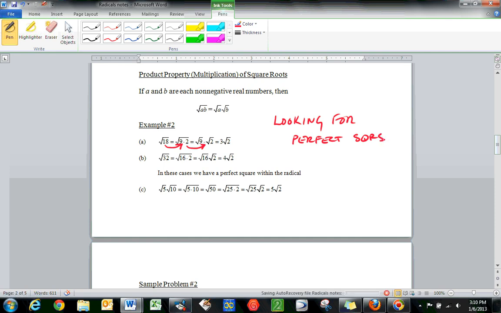Now, keep in mind, the product property can go both ways. So if we have a 5 and a 10, we can actually put those together, which gets it all under one radical. The only reason we would really want to do this is if we see that the potential product could be broken down into something different that actually has a perfect square, and in this case it does. The 50 can be broken up into 25 and 2, which has a perfect square of 25.